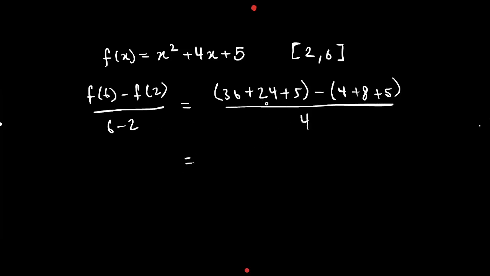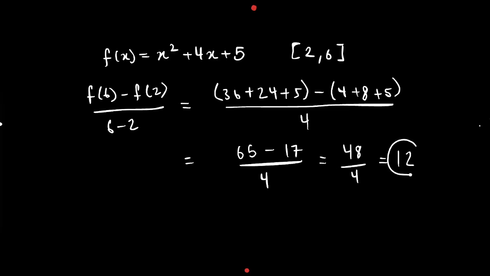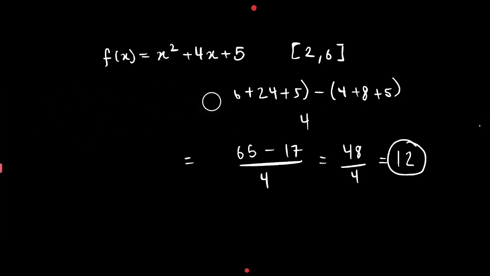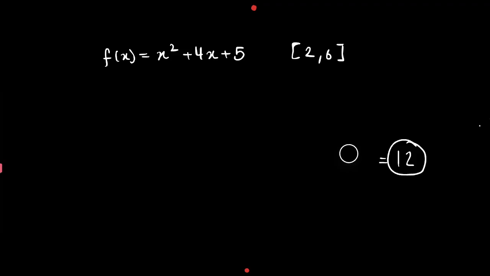So 36 plus 24 is 60, plus 5 is 65, minus 4 plus 8 is 12, plus 5 is 17, divided by 4. 65 minus 17 is 48. 48 divided by 4 is equal to 12. So the average rate of change of this function between the interval of 2 and 6 is 12. The average slope of our function f of x is 12. Our function f of x has an average slope of 12 over the interval of 2 to 6. All of which are just saying the same exact thing.